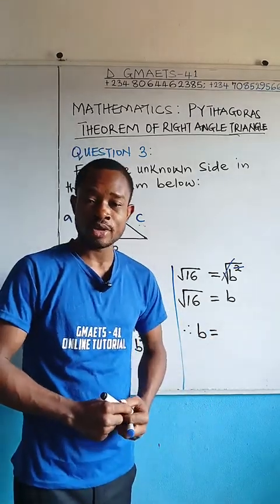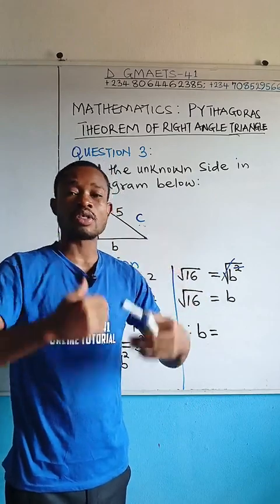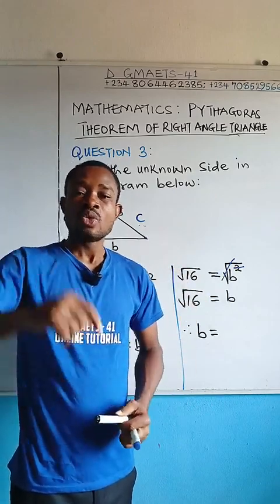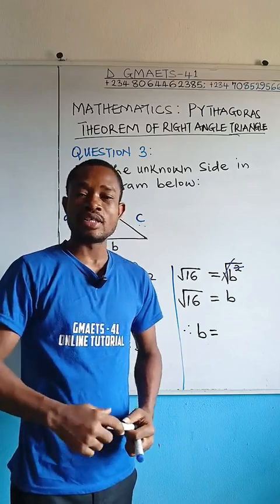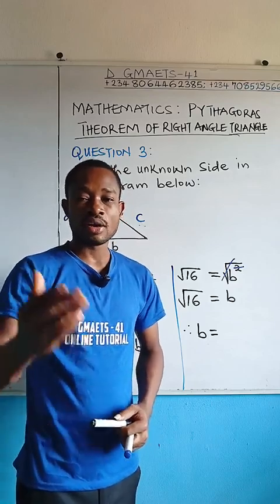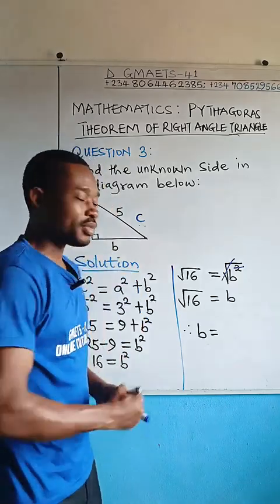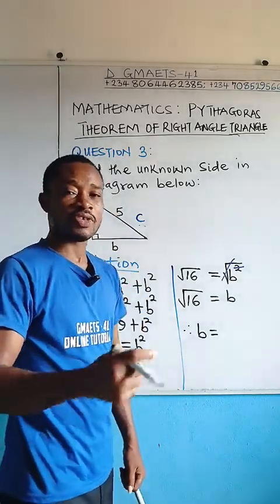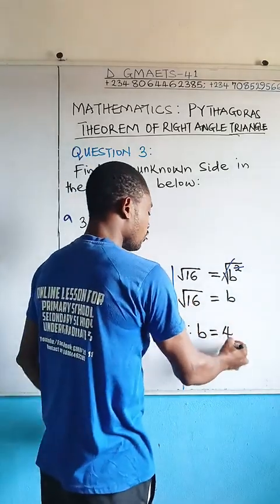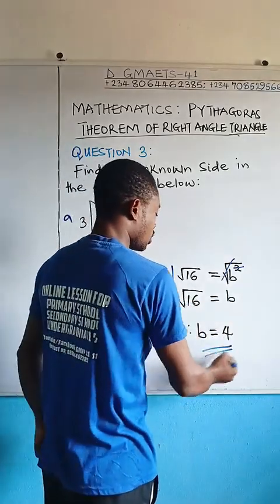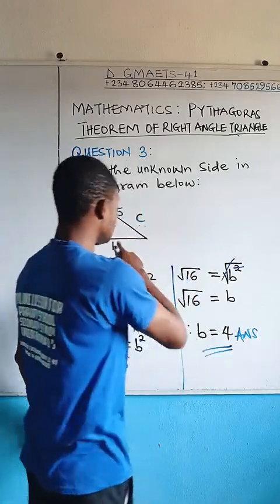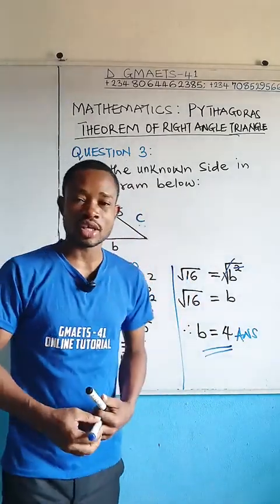What is the value? All you have to do is go to your multiplication and ask yourself, which number will you multiply by itself to get 16? You'll agree with me, it is 4. 4 times 4 will give you 16. Therefore, square root of 16 will give you 4. And this is our answer. We have gotten the value of the unknown in the right angle triangle.